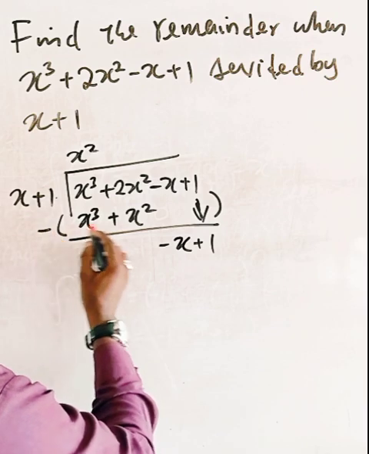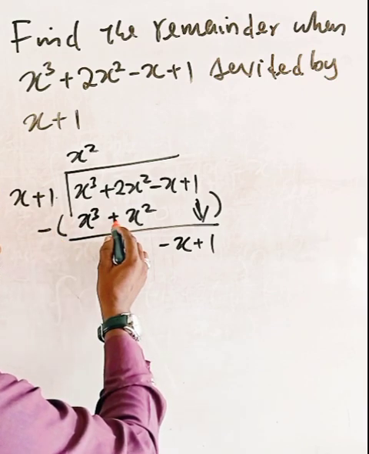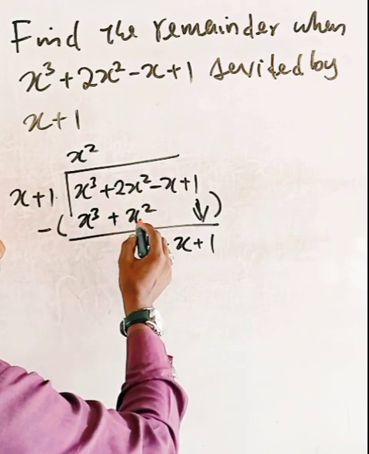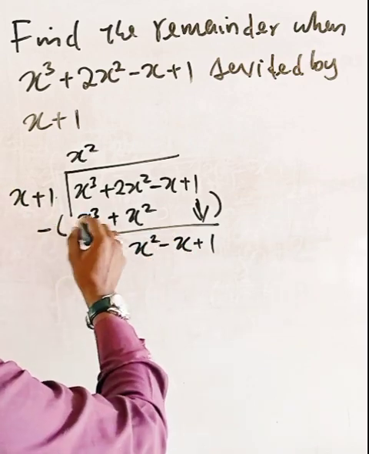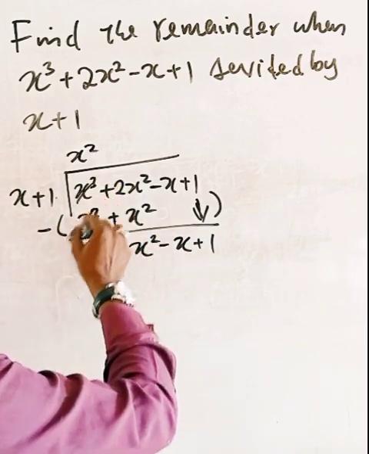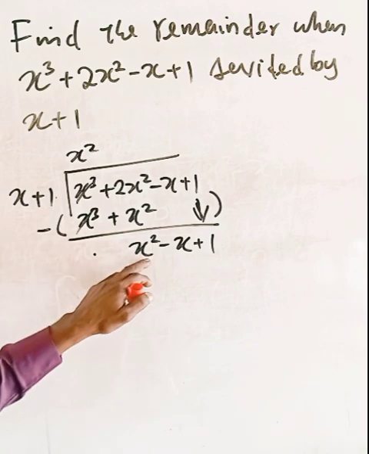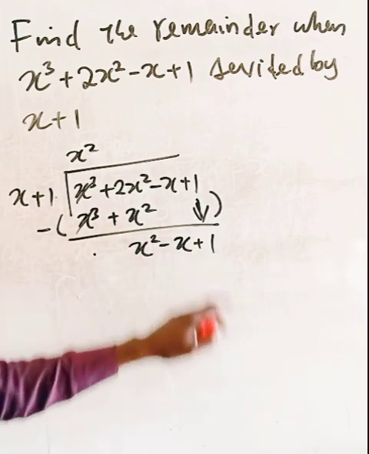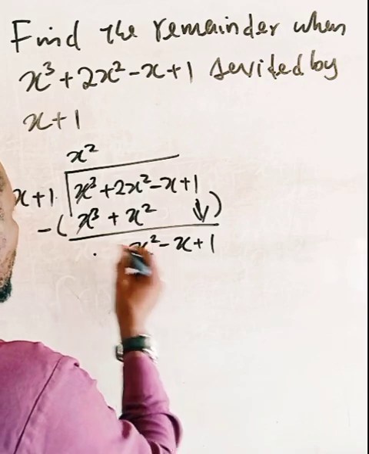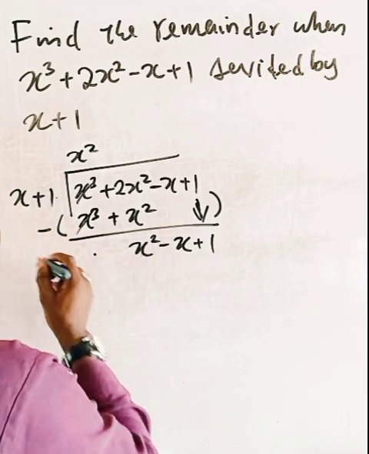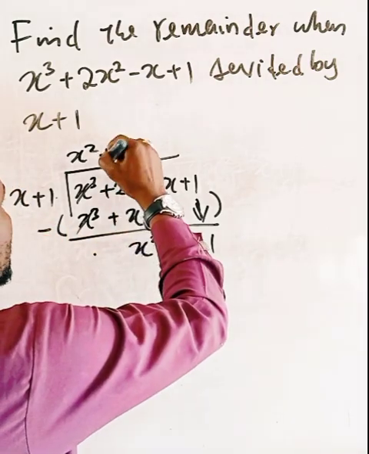Then minus times plus is minus. Then 2x squared minus x squared is 1x squared. Then this times this is minus this, they cancel one another. So we have x squared minus x plus 1. The next thing to do is to divide this by this. That is x squared divided by x. The answer is just x. So we have plus x.